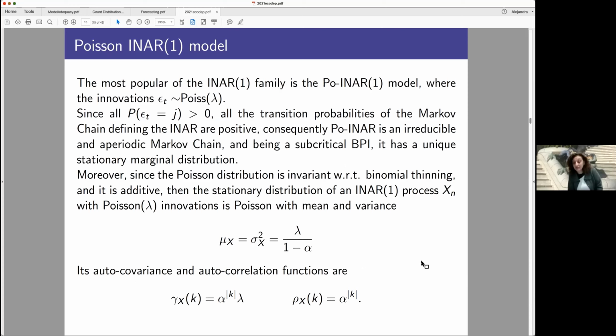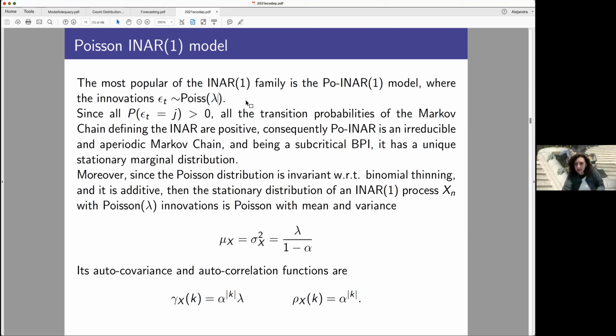So the first choice one has in mind is the Poisson distribution for the noises. But we'll see in a minute that it might not be such a good idea to use Poisson innovations, but let's begin with Poisson innovations. So the most popular Poisson INAR family is the Poisson INAR(1) model, where the innovations are distributed according to a Poisson(lambda) distribution.